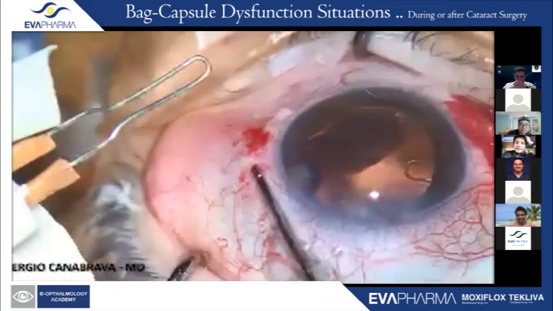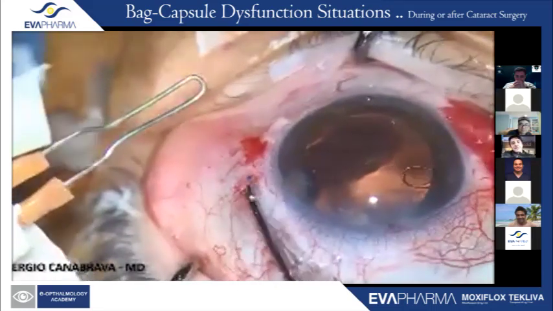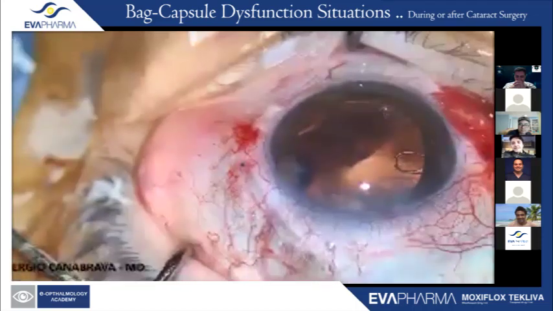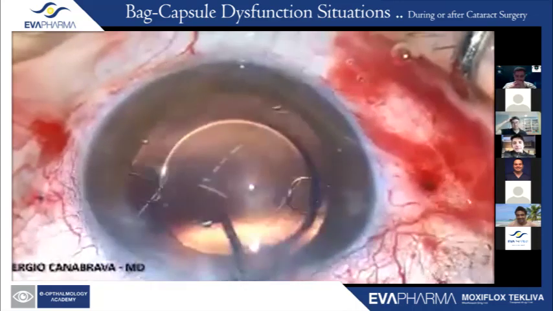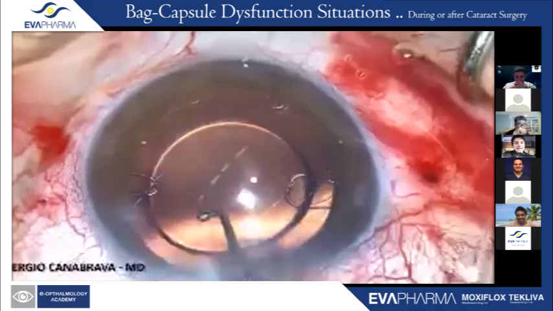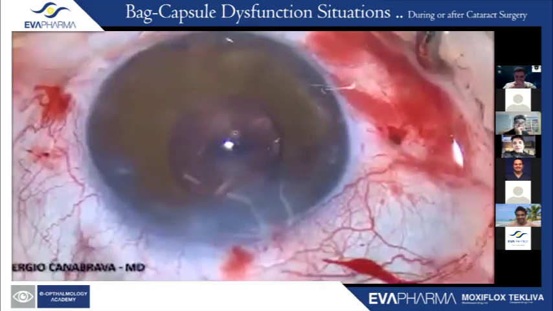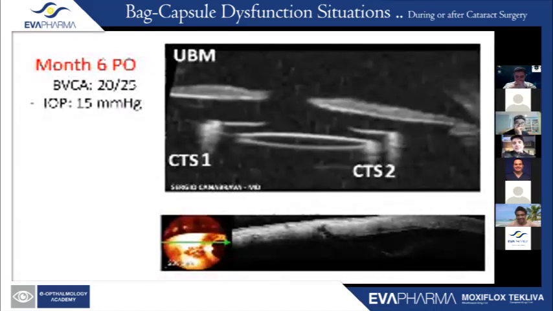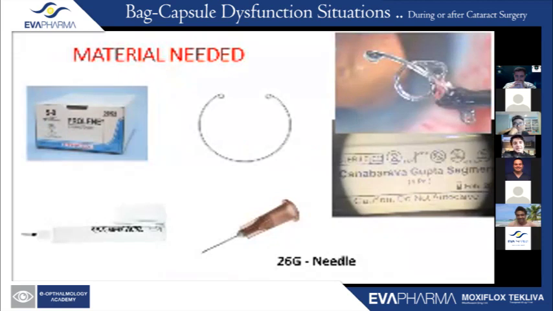At the end of my talk, I will show the problem if you don't insert it inside the scleral tunnel. Then you can insert the IOL inside the bag. And now I finish the surgery. Here, six months postoperative UBM. You can see the CTS1 and the CTS2 in good position. And you can see the flange in the sclera. The review of the technique: 5-0 Prolene for double flanged.